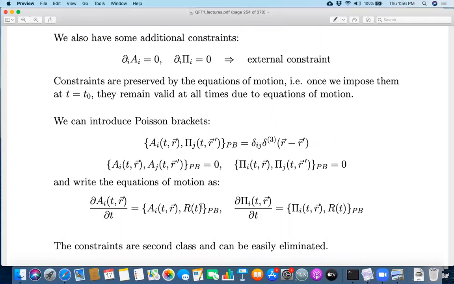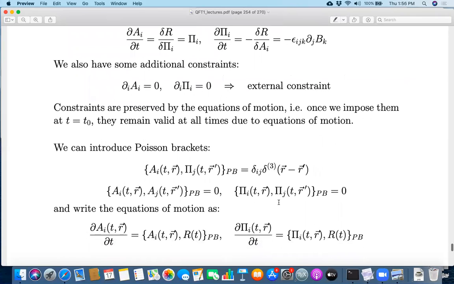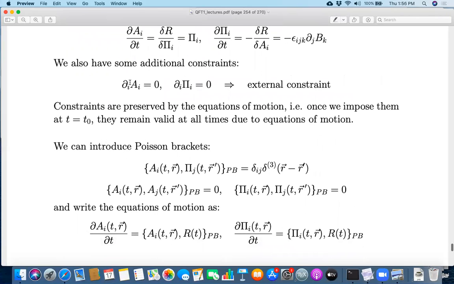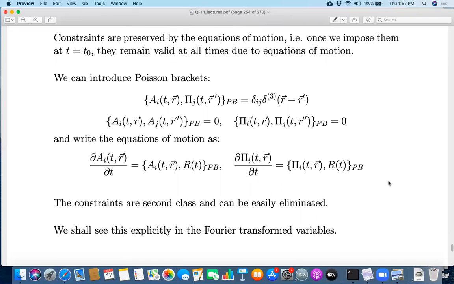And of course, we still have to remember that besides this, we have to impose this. We will treat this as constraints. And it's not hard to see that these constraints, in this formulation, can in fact be treated as second-class constraints. We'll see this more explicitly in momentum space. And we have seen that in Dirac's formalism, once the constraints are second class, there is a standard procedure for eliminating them. And that's the procedure we are going to follow: eliminate these constraints altogether. Are there questions?